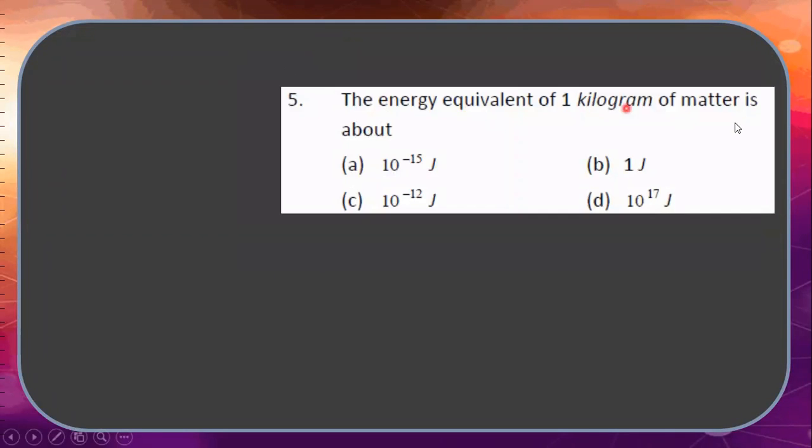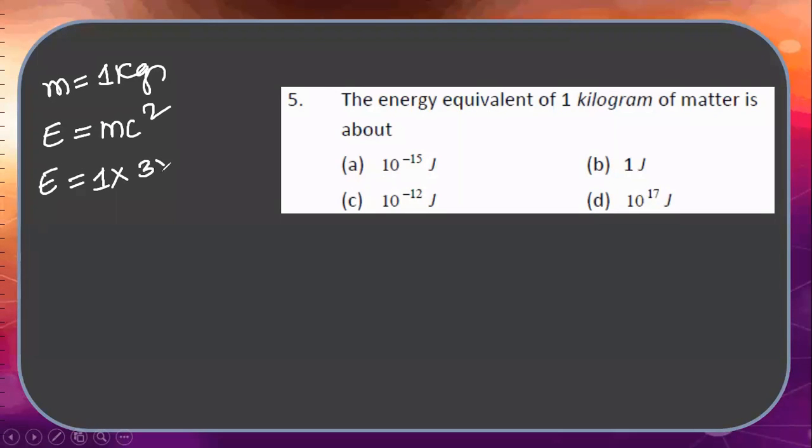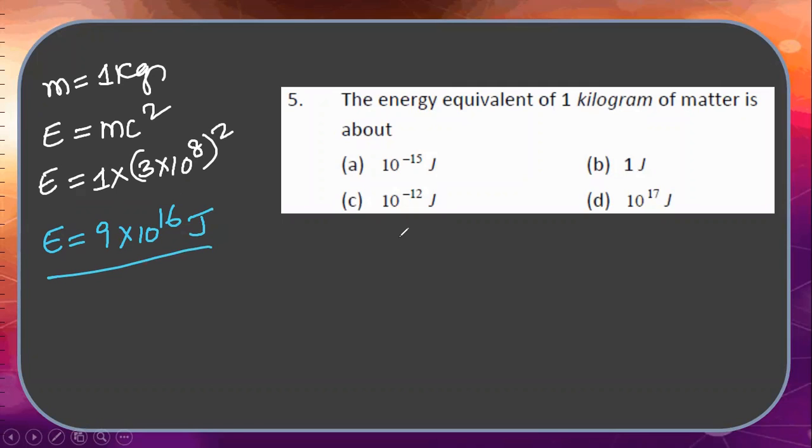The energy equivalent to 1 kilogram of matter is, so mass is taken as 1 kg. According to Einstein's mass-energy relation, E is equal to mc square. Therefore, E is equal to 1 kg into c square, where c is 3 into 10 power 8, the whole square. Therefore, energy E is equal to 3 3s are 9, 9 into 10 power 16 joules.